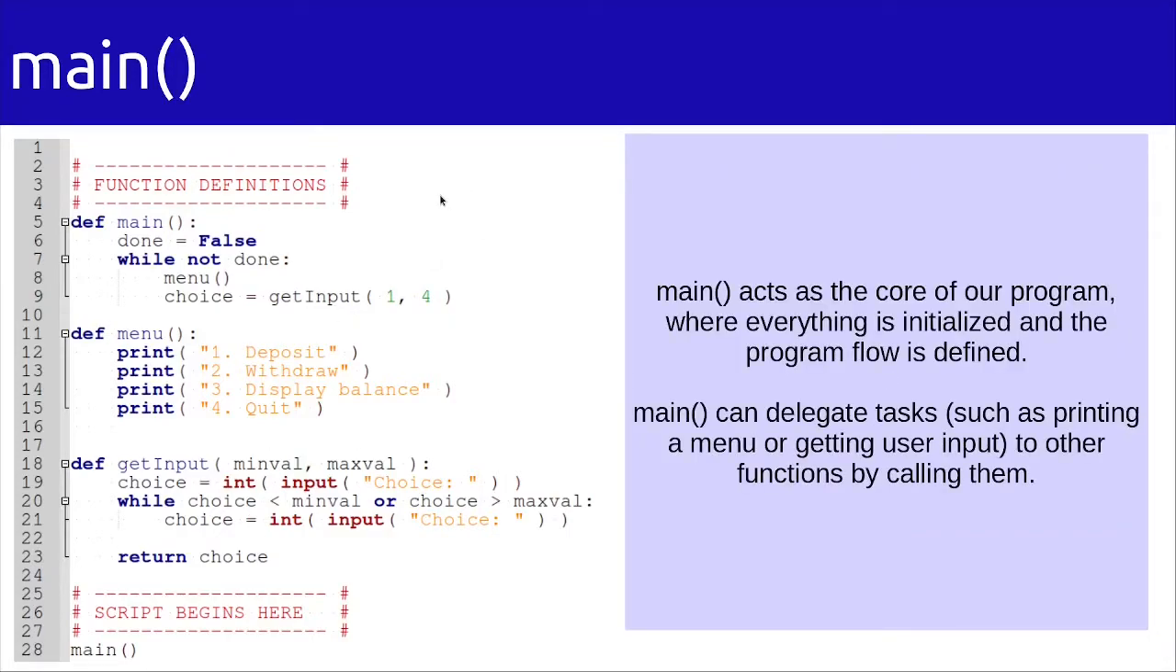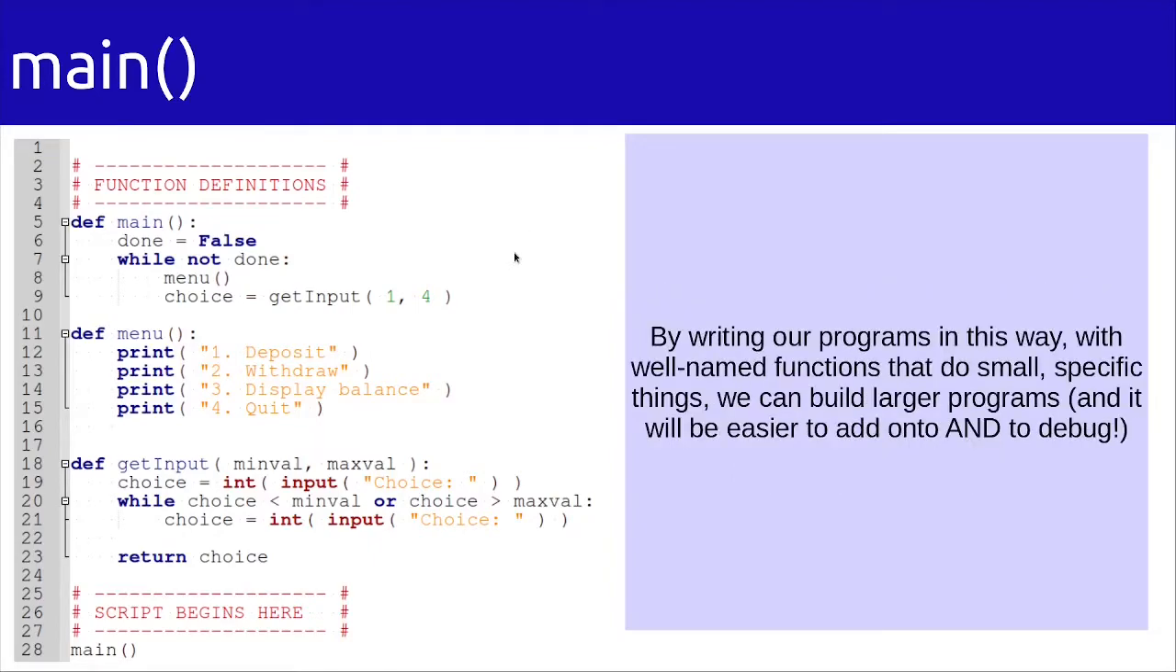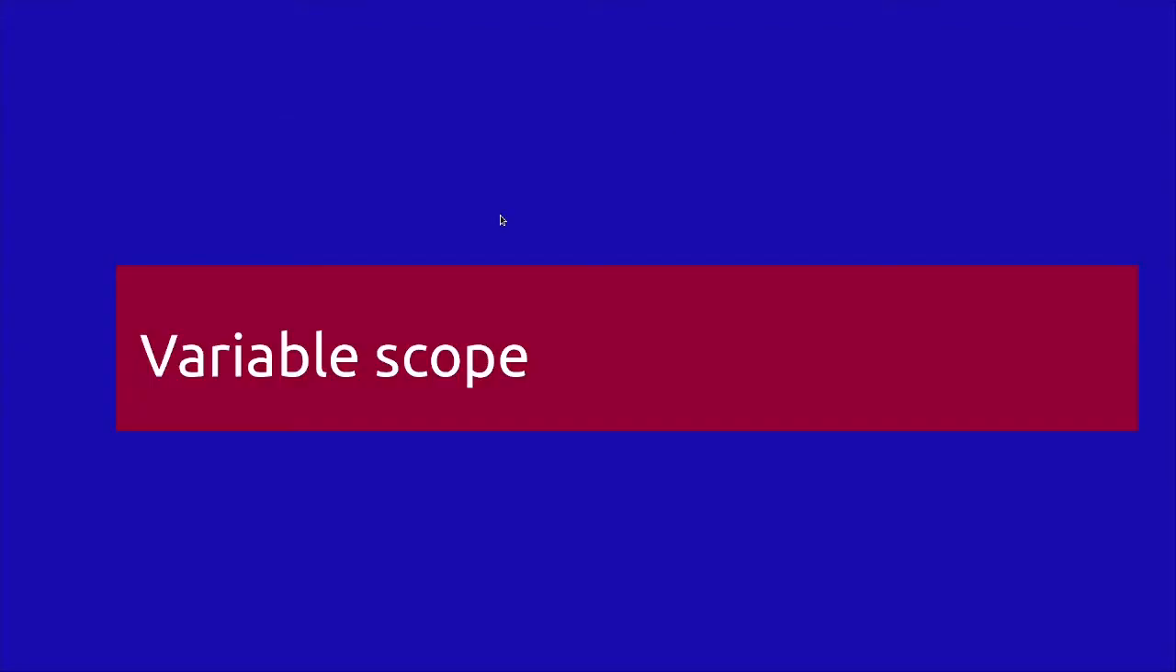So main acts as the core of our program, where everything is initialized and the program flow is defined. We can delegate tasks such as printing the menu to other functions by calling them. So by separating out these different pieces, we've made the program easier to follow and read by having here, we're doing a menu, here, we're getting input, rather than having a bunch of code inside of main. So following this sort of design, we can eventually write larger programs. It'll be easier to add on to, and it'll be easier to debug once we get to that point.